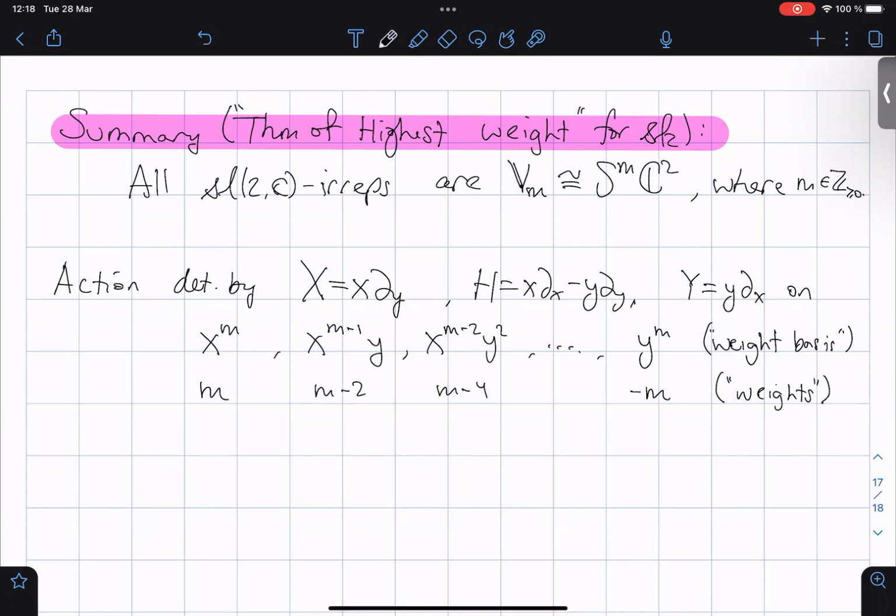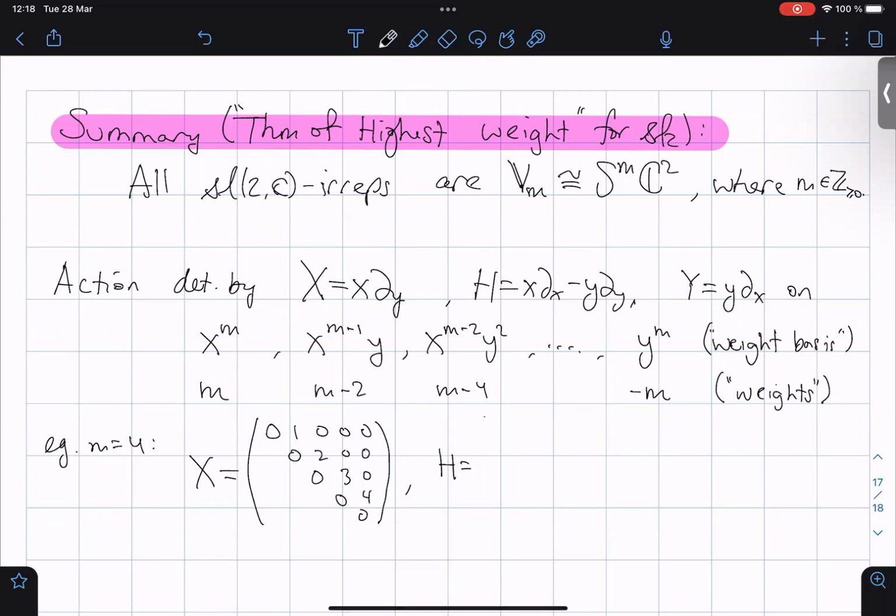Just to be explicit, the action is determined by these operators here. If you write it out in the m equals 4 case, here's what it looks like. You're going to have an upper triangular matrix here, and zeros elsewhere.